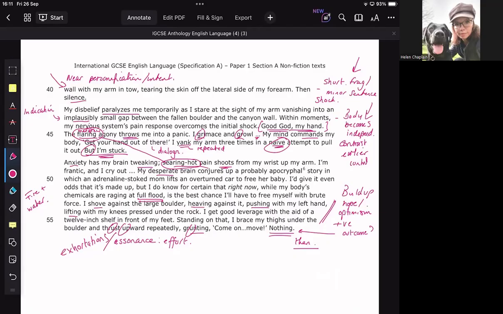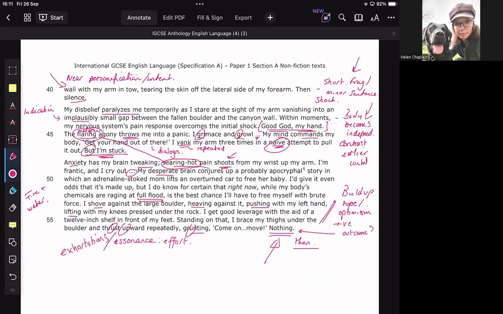"The pain shoots from my wrist," with all the connotations of violence and destruction and injury. "I'm frantic, I cry out," ellipsis. He can't complete these thoughts. Anxiety, desperate brain. Apocryphal means probably made up, but he's trying to build up this idea of the narrative to be a positively climactic moment where he manages to parallel this story of, my goodness, all of a sudden I had superhuman strength and I got out of this. But we know ultimately the end is going to be anticlimactic. "Come on, move," nothing. Okay.